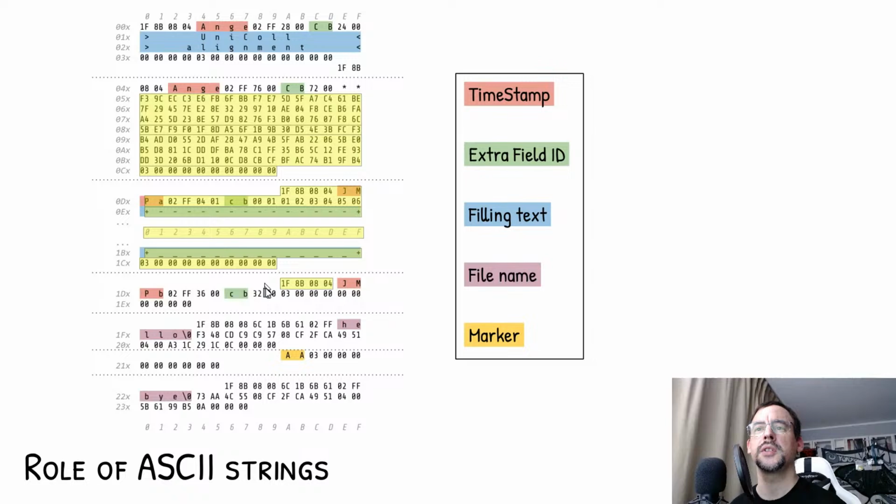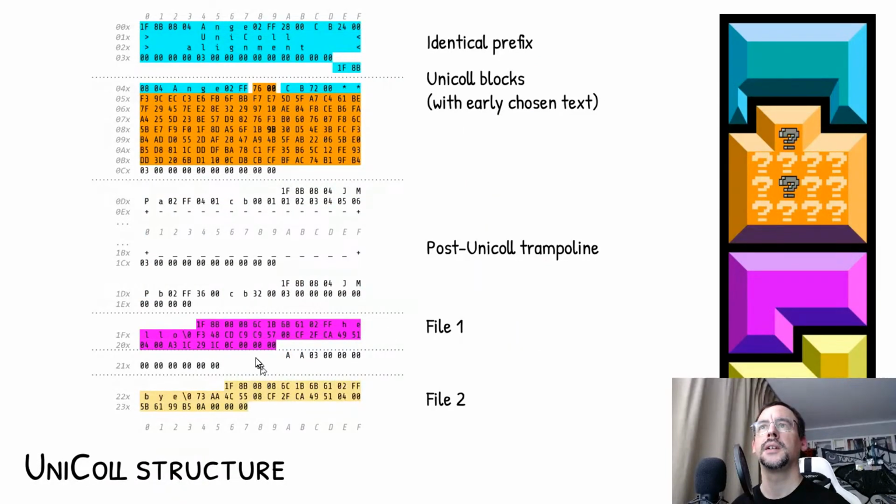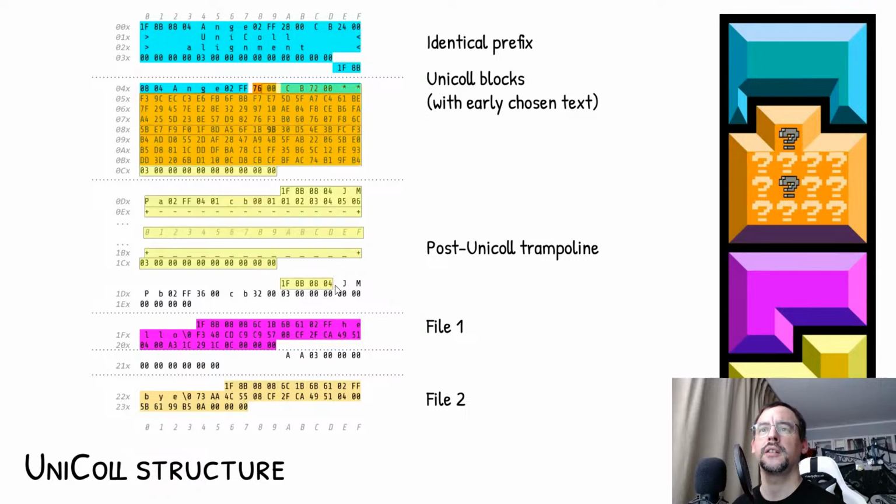And then we can use this to resume the content of the file. So from a Unicoll perspective, this is the identical prefix, and this is the Unicoll block, which has some chosen text before and after the only difference. And then there is the post Unicoll trampoline to land from different jumps from here or here, 100 more. And after, we interleave the content of the two files.